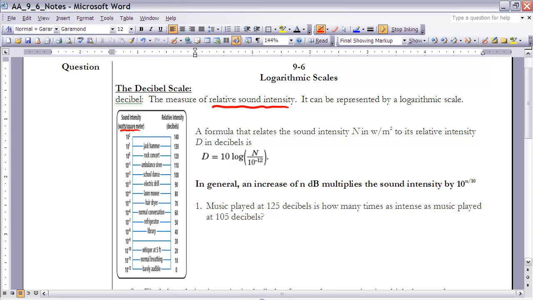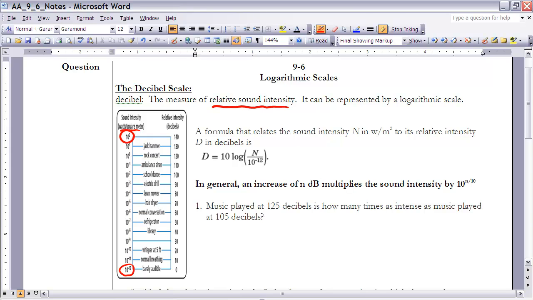If you think about your stereo, what it puts out is measured in watts. Well, it's measuring how many watts we have in a square meter. So that range is very, very large. It goes from barely audible at 10 to the negative 12th power, all the way up to higher than a jackhammer, which is 10 to the second power.